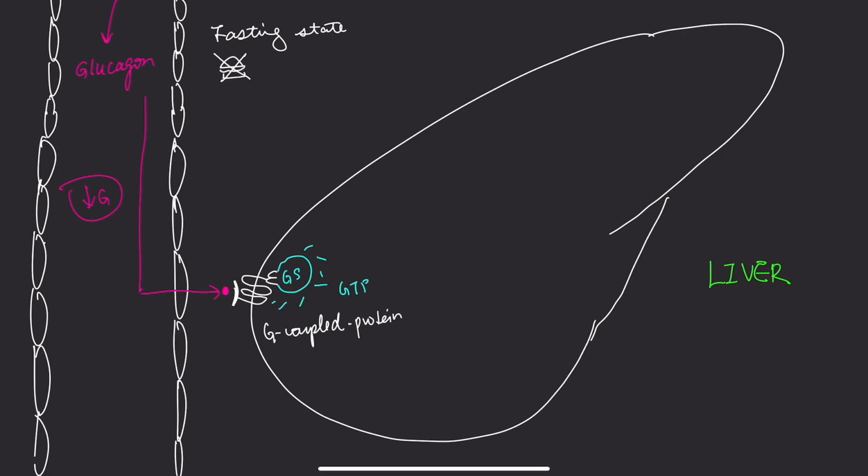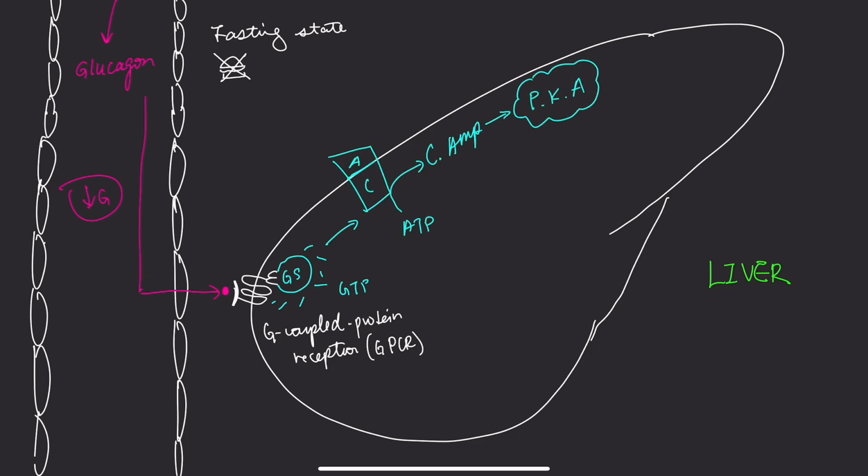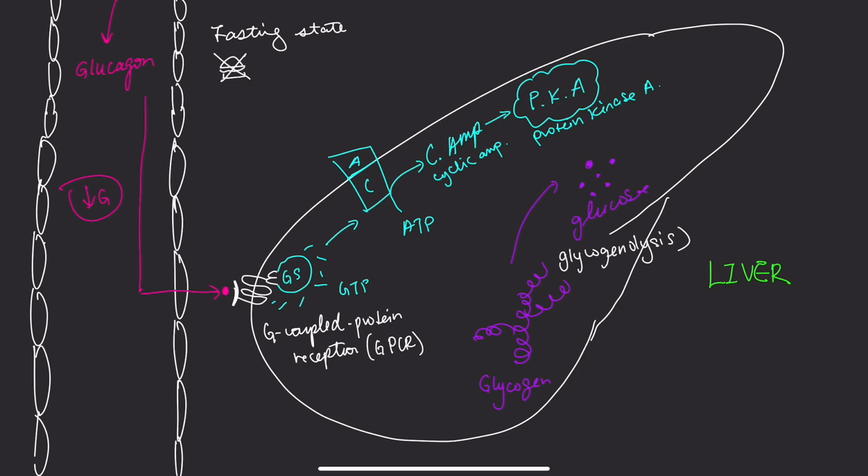Now, the activated G protein stimulates adenylate cyclase, which catalyzes the conversion of ATP into cyclic AMP, amplifying the glucagon signal. With cyclic AMP levels rising, protein kinase A is activated, triggering a cascade that promotes glycogenolysis, breaking down glycogen into glucose for release into the bloodstream. Remember, back when insulin was active, glycogen was stored just for this purpose.